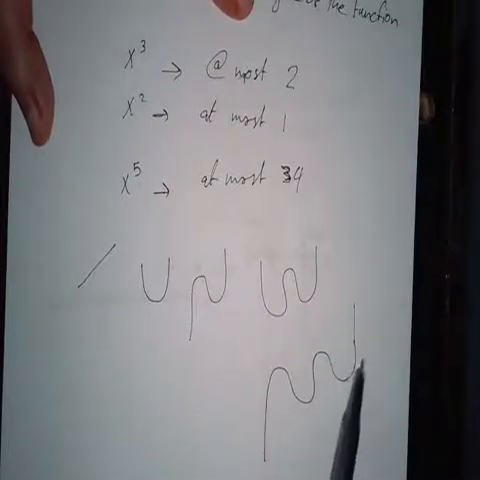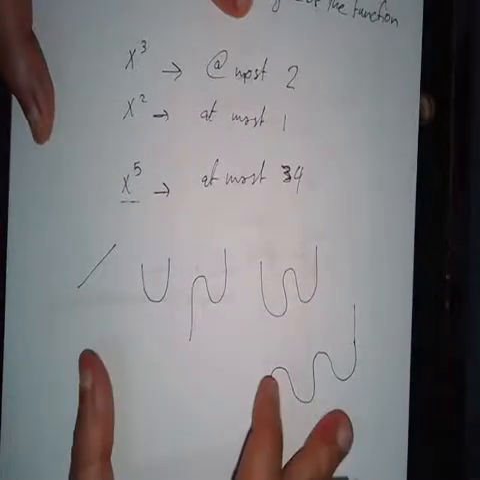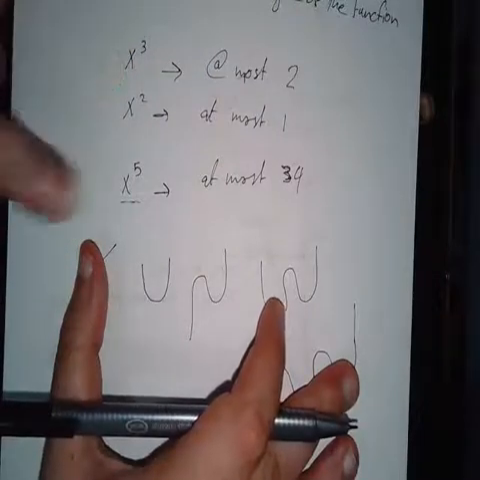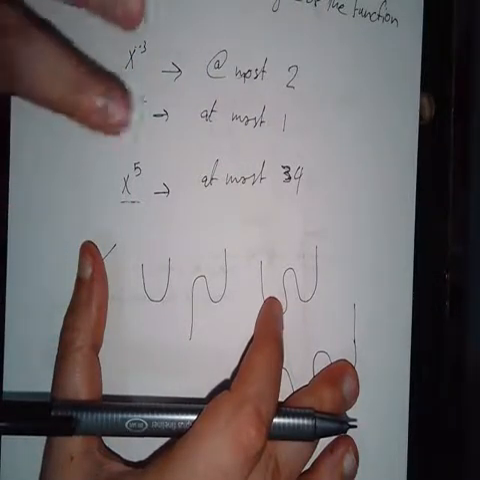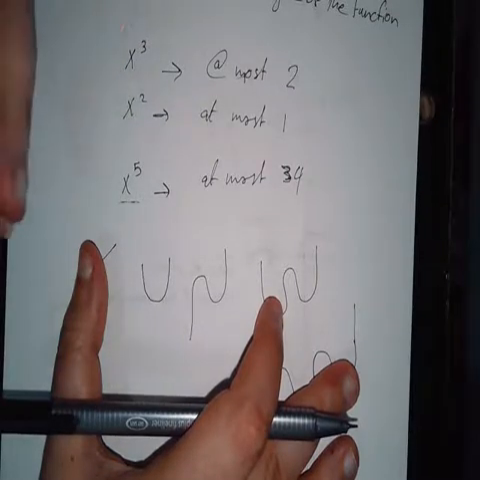How many turns do you have? 1, 2, 3, 4. That means it's to the 5th power. Make sense? So if I give you a function and ask you to graph it, look at the degree, subtract 1 from the degree, and that's the number of turns you're going to have for the function. So that gives you an idea of what the function is supposed to look like.